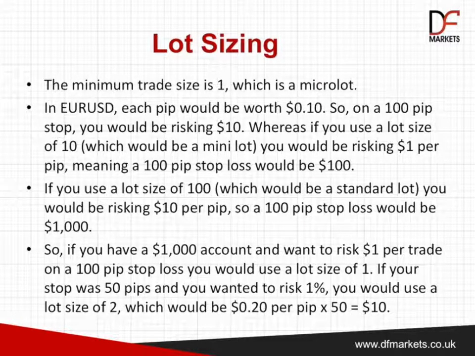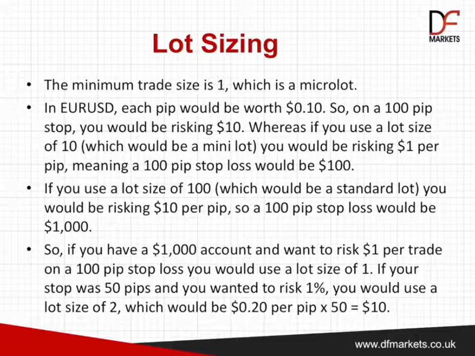The minimum trade size is 1 micro lot, which means that, for example, in EUR/USD, each pip would be worth 10 cents, so a 100 pip stop would be risking $10. Whereas if you use a lot size of 10, which would be a mini lot, you'll be risking $1 per pip, meaning a 100 pip stop loss would equal $100. Finally, if you're using a lot size of 100, which would be 1 standard lot, you'll be risking $10 per pip, so a 100 pip stop loss would equal $1,000.